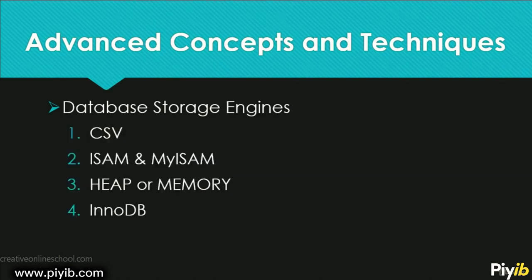In short, database storage engines are the things that power the queries that we run. Just like you have different engines in a sedan or a race car or a diesel, because of the different purposes of those vehicles, databases can have different storage engines depending on their best use case. There are 4 primary database storage engines: CSV, ISAM and MyISAM, Heap, or memory, and InnoDB.